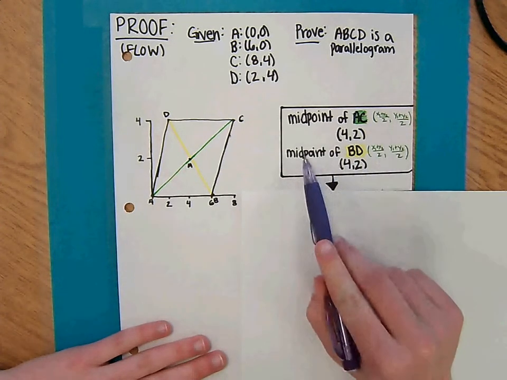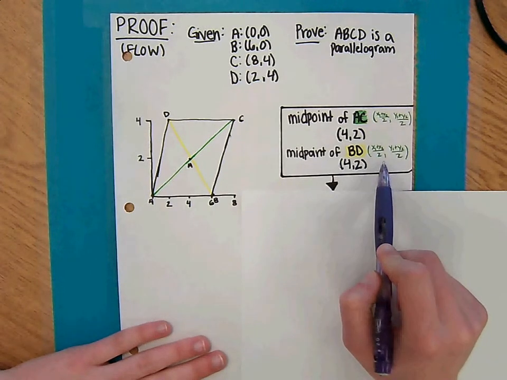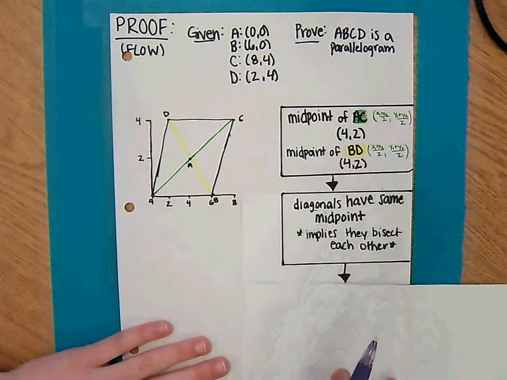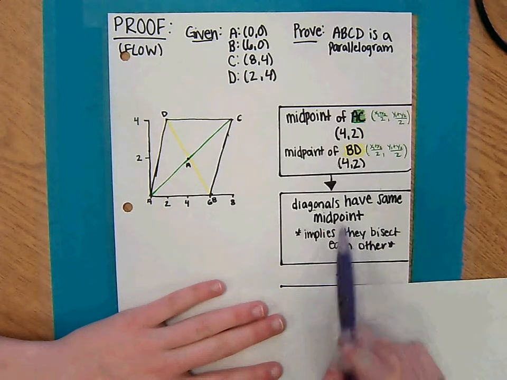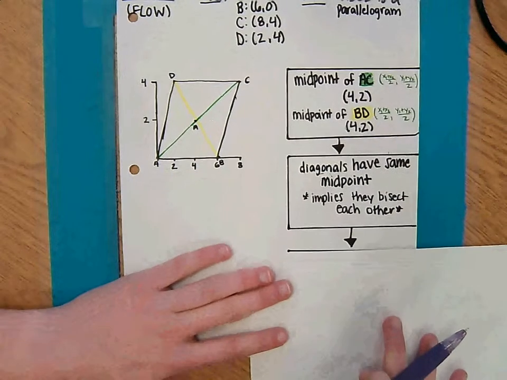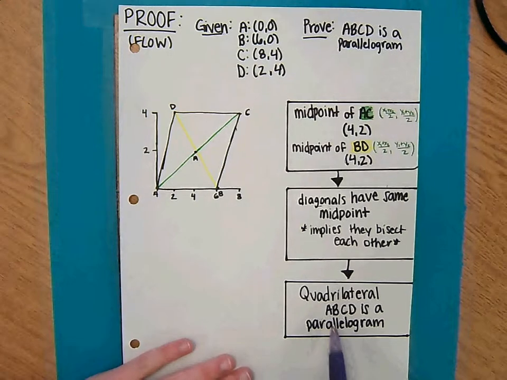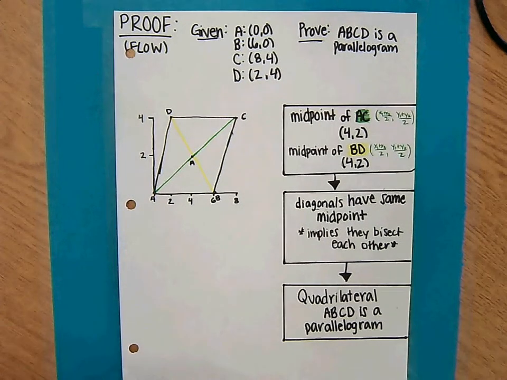And then I found the midpoint of BD using the same way, the average of the x and y coordinates, and I got the same midpoint. So that gives us our next box. Diagonals have the same midpoint, which implies that they bisect each other. And from there, you can go right into quadrilateral ABCD is a parallelogram. Okay? So that's it. That's as simple as that.